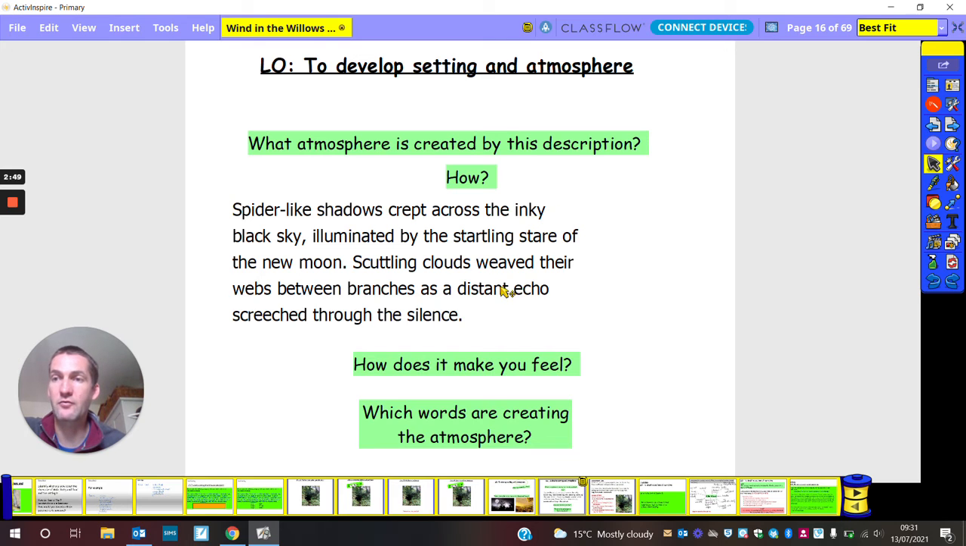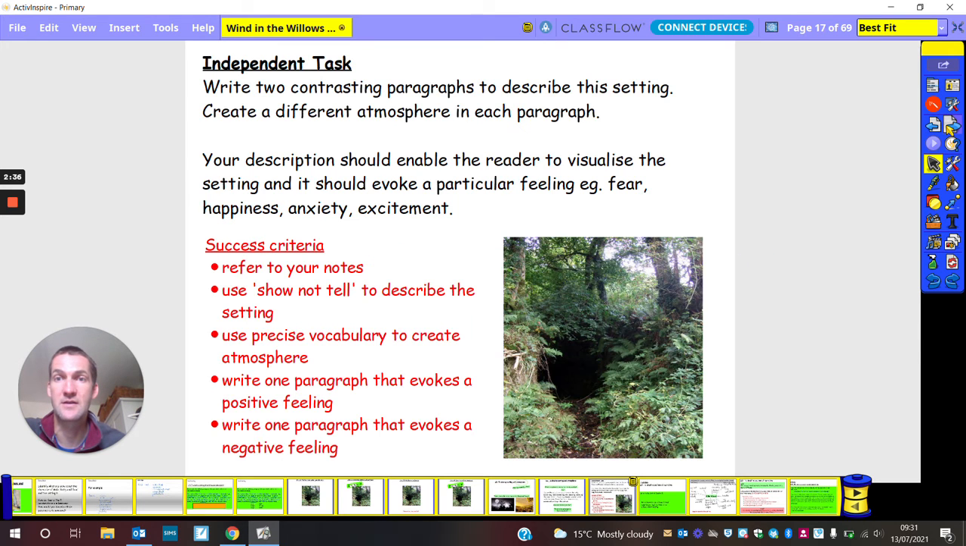And looking on to writing, here is an atmosphere that has been created by the use of words. So think to yourself, what atmosphere has been described here? How do you know which words are creating those atmospheres?